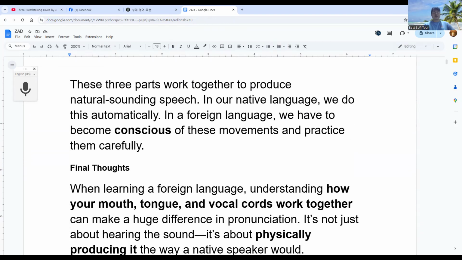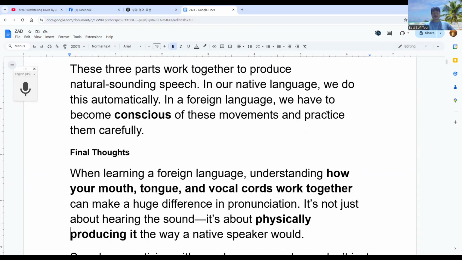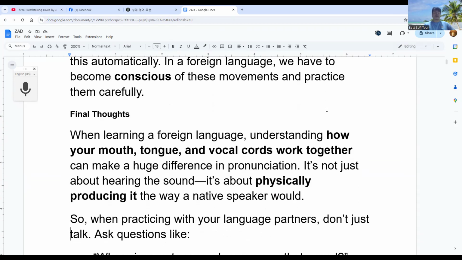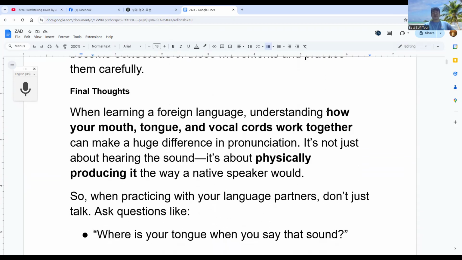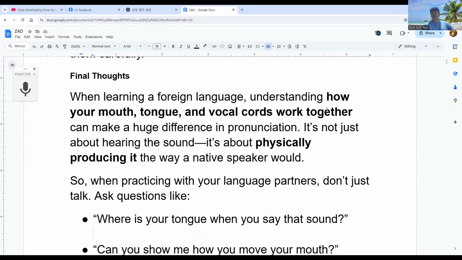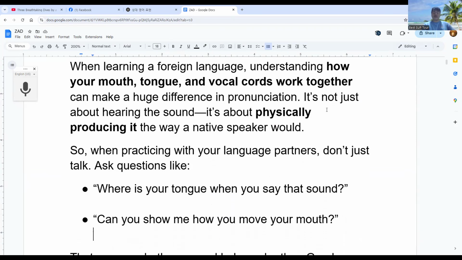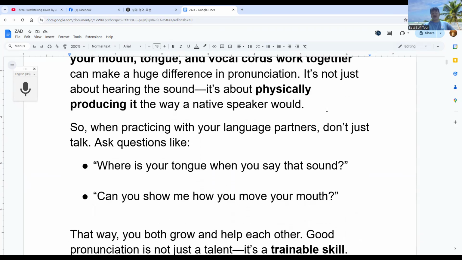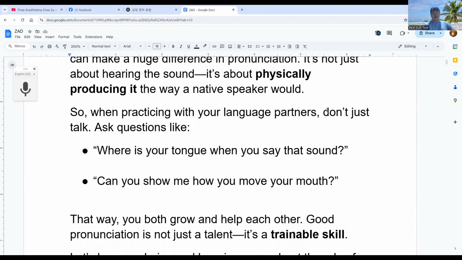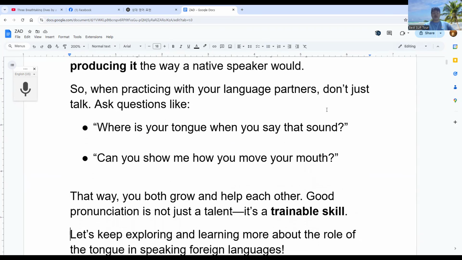Final thoughts. When learning a foreign language, understanding how your mouth, tongue, and vocal cords work together can make a huge difference in pronunciation. It's not just about hearing the sound, it's about physically producing it the way a native speaker would. So, when practicing with your language partner, don't just talk, ask questions like, where's your tongue when you say that sound? Can you show me how you move your mouth? That way, you both grow and help each other.